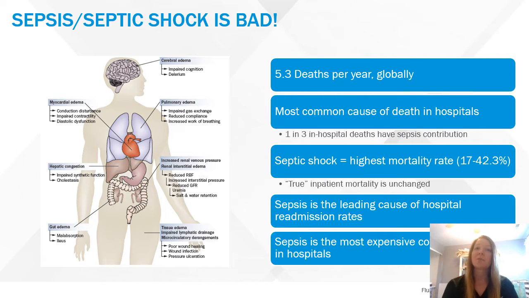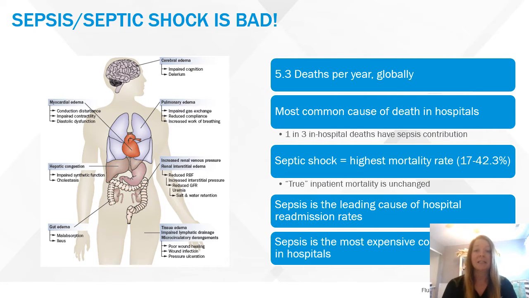First, 5.3 million deaths occur per year when it comes to sepsis. Sepsis is the most common cause of death in hospitals. Actually, 1 in 3 hospital deaths have a sepsis contribution. Septic shock also has the highest mortality rate, between 17 and 43%.